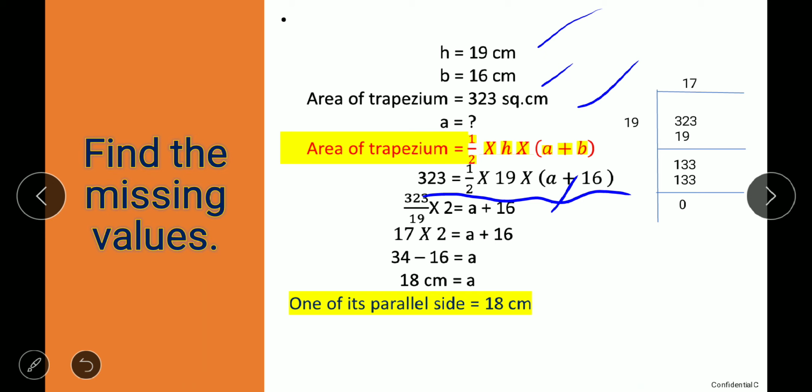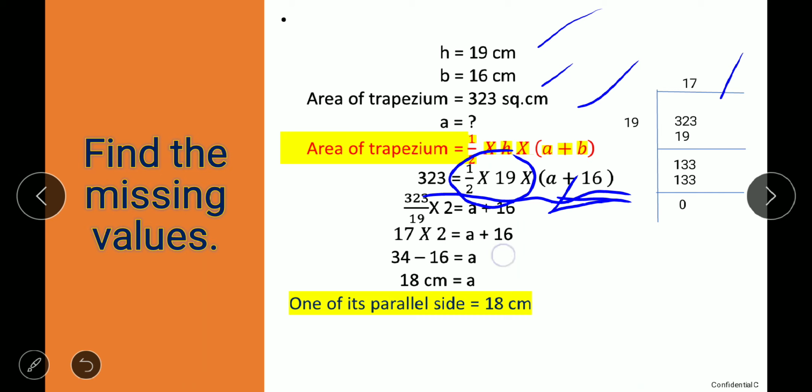So according to BODMAS, first we need to solve the bracket, but inside the bracket we have the variables. It is not possible to solve. So try to transfer these values to the opposite side. So 2 is in a division. When it goes that side, it will become multiplication. 19 is in multiplication. When it goes that side, it will become division. So 323 divided by 19, if you do, you will get 17. So 17 2s are 34.